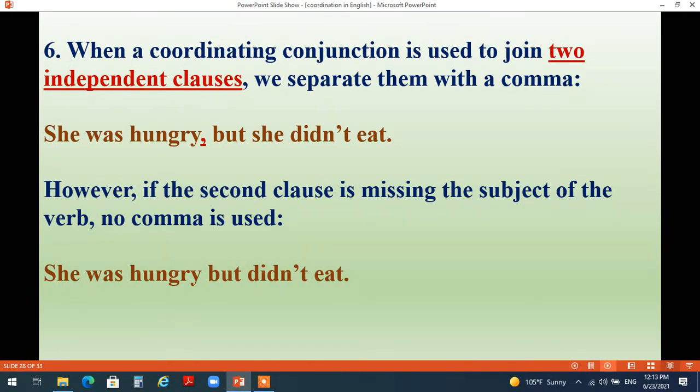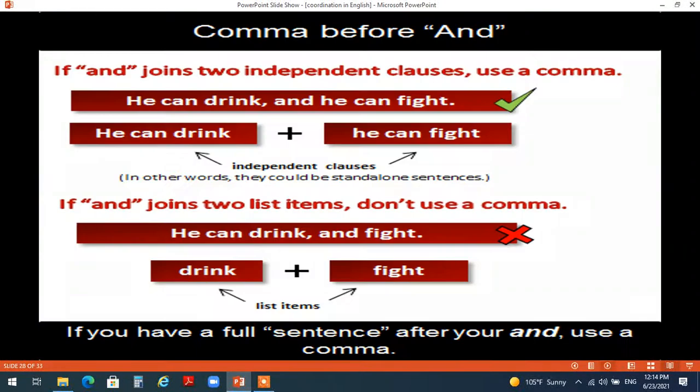However, if the second clause is missing the subject of the verb, no comma is used. لكن حين نحذف الفاعل لأنه مكرر في الجملة، ففي هذه الحالة لا داعي لأن نضع الفارزة. She was hungry but didn't eat. There is no comma here، والسبب إنه الفاعل محذوف من الجملة لأنه فاعل مكرر. Now you can see here when to use a comma and when not to use a comma.